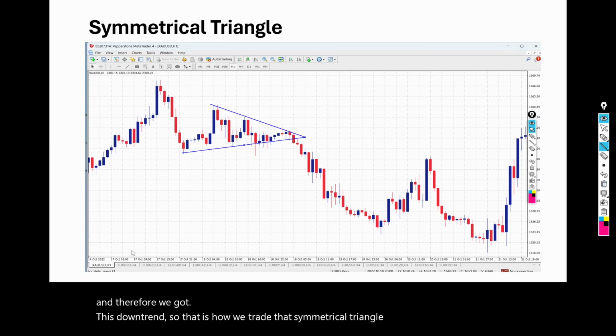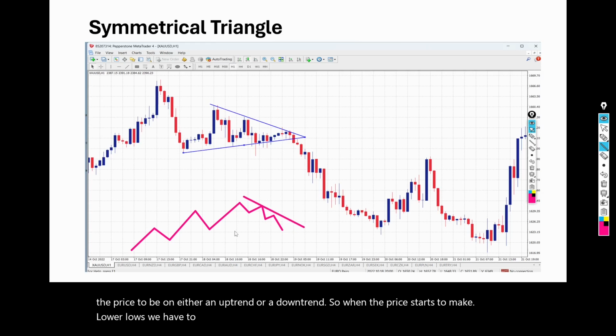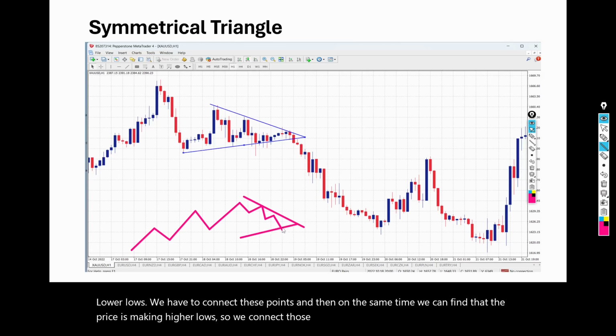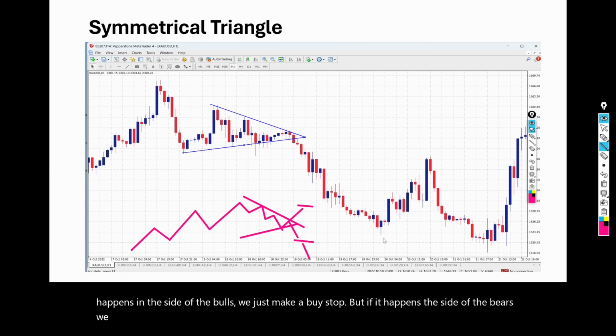So in recap, you just wait for the price to be on either an uptrend or a downtrend. So when the price starts to make lower highs, we have to connect these points. And then at the same time, you can find that the price is making higher lows. So we connect those points and wait for a breakout. If the breakout happens on the side of the bulls, we just make a buy stop. But if it happens inside of the bears, we make a sell stop order.